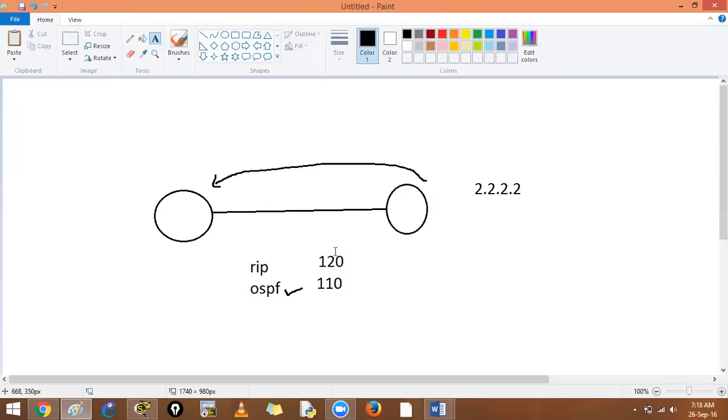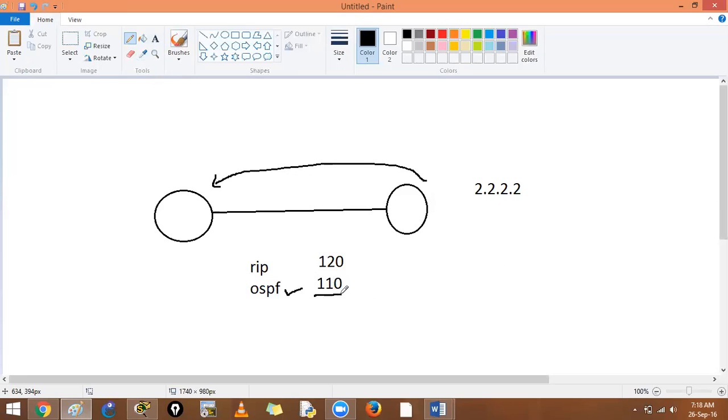The protocol makers who created these protocols decided that OSPF is better than RIP. So anytime a route is received by multiple routing protocols, who will be the tiebreaker? The AD will be the tiebreaker, you can see. You can also change the AD.